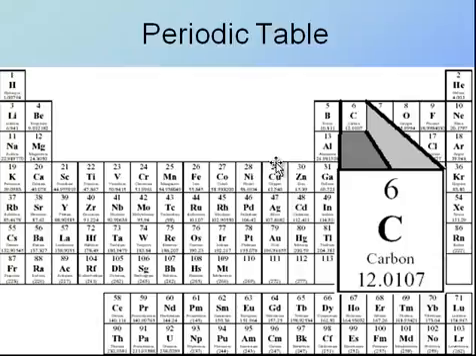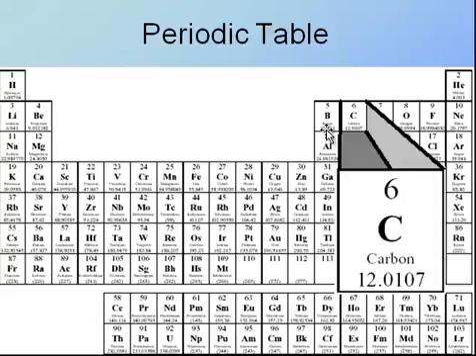If I zoom in on a particular box here, and we've done that with carbon, you can see there's a lot of information about each individual atom as well. The most important thing is how many protons there are. The number of protons is called the atomic number, and that's the big number at the top here. You see that carbon has 6 protons. The atomic number is 6, so there have to be 6 protons in the nucleus.